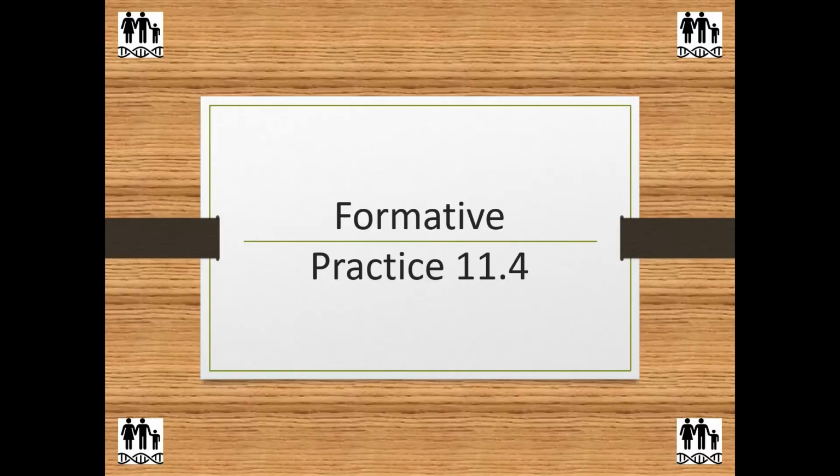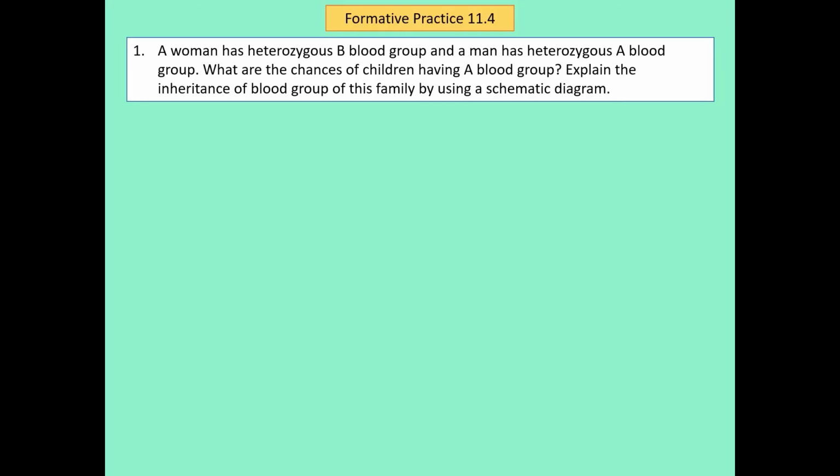Formative practice 11.4. Question number 1. A woman has heterozygous B blood group and a man has heterozygous A blood group. What are the chances of children having A blood group? Explain the inheritance of blood groups of this family by using a schematic diagram.